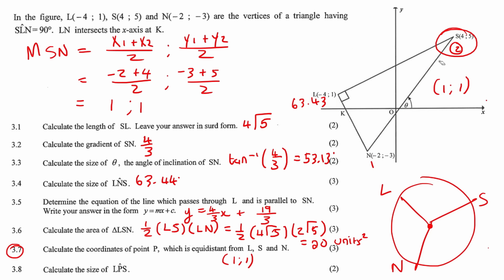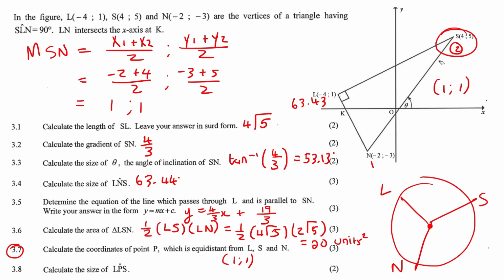But that would mean that this is also 26.56. So that would be angle PLS, which would also be 26.56, because those are the angles that are opposite equal sides. So this is 26.56. So then to work out this one, you can just use sum of angles in a triangle. And so that's going to be 180.